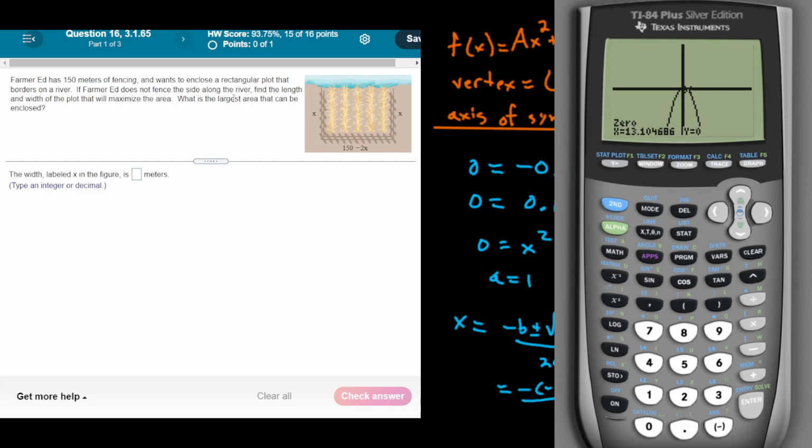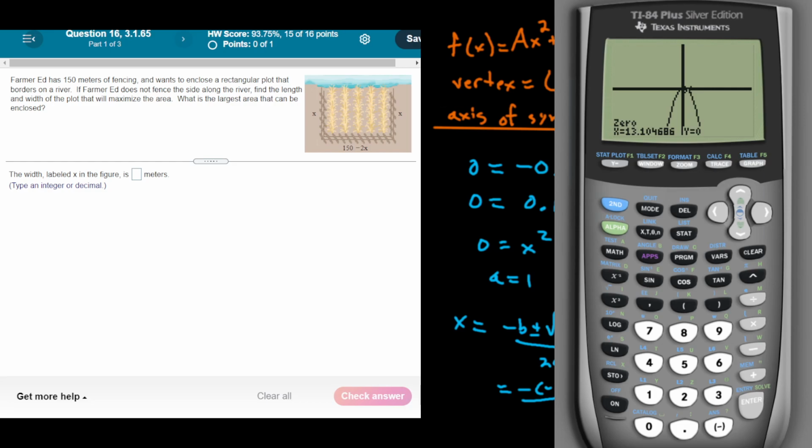Is this the last question? Yes, it is. Finally. Okay, Farmer Ed has 150 meters of fencing and wants to enclose a rectangular plot that borders on a river. If Farmer Ed does not fence the side along the river, find the length and width of the plot that will maximize the area.